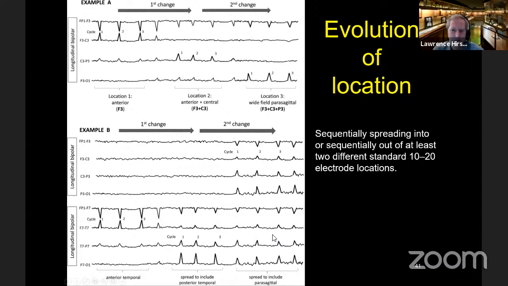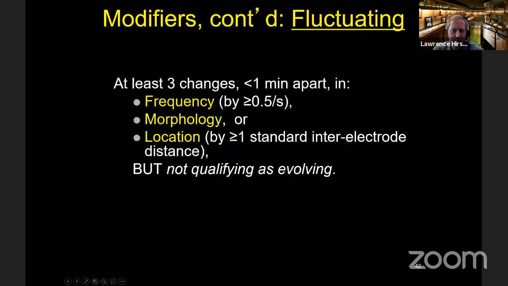And here are some examples of evolution of location that are straight out of the nomenclature publication. Here's one example where it spreads within one hemisphere, and another where it spreads first in one hemisphere and then to the other side. It has to be at least 2 instances of changing location, using standard 10-20 electrode locations. And fluctuation, I think you heard this definition. It's at least 3 changes less than a minute apart in one of those 3 criteria, but not qualifying as evolving.